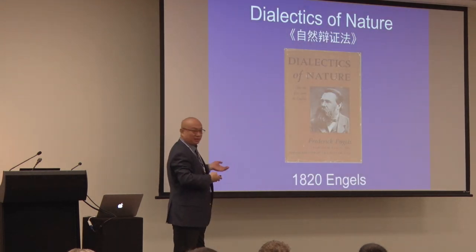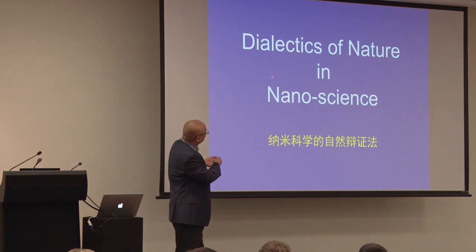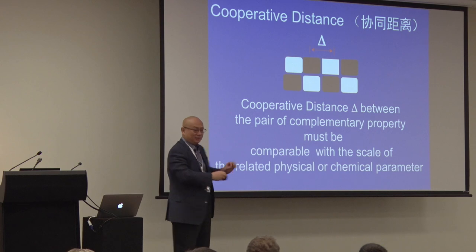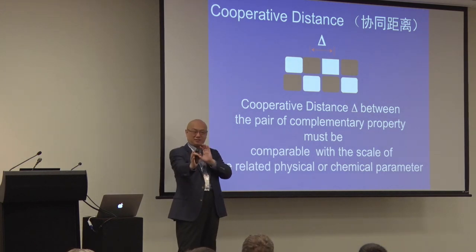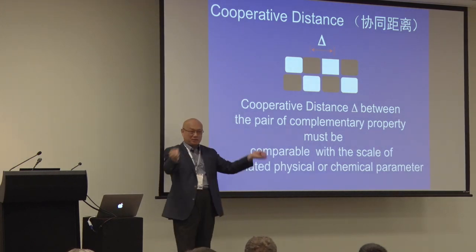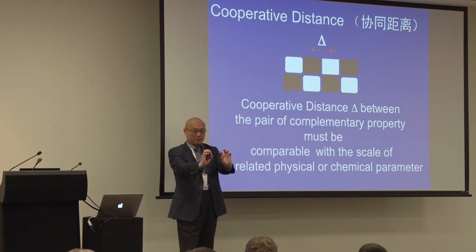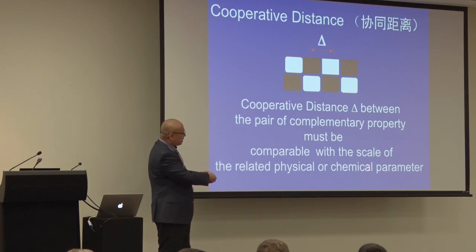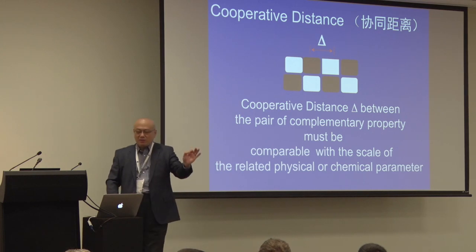Okay? Black cell nature. Let's talk about the transfer nature in nano sense. Play with the distance. Black and white are composite nano building blocks, and then you control the distance delta. It should be comparable with the scale of the relevant physical and chemical parameter. Let me give you an example.